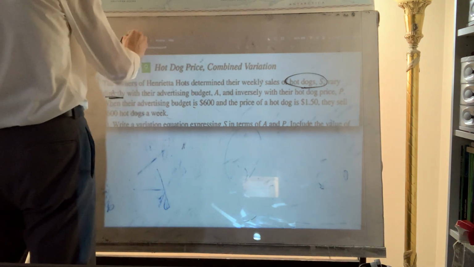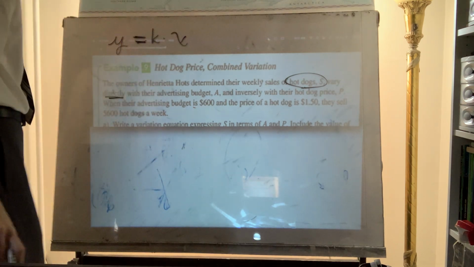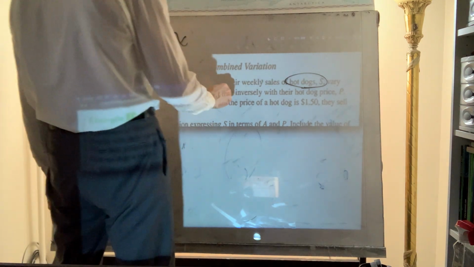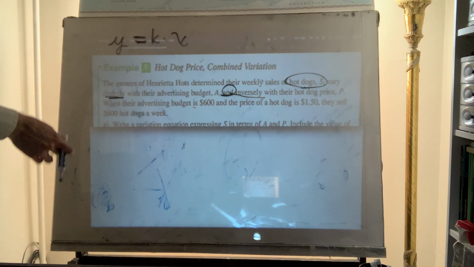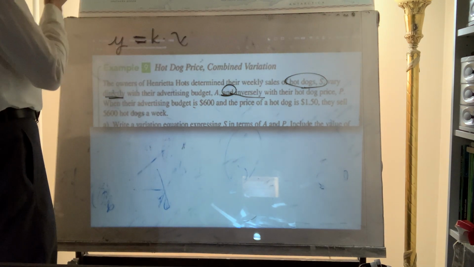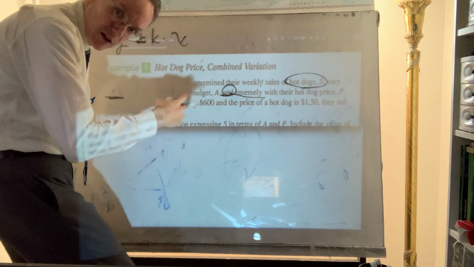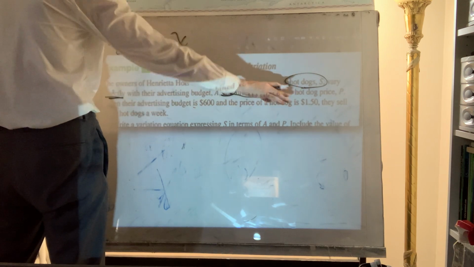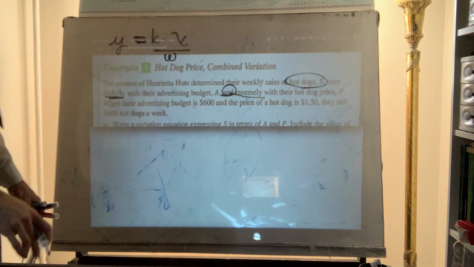So I'm going to just automatically start with that because of the phrase very directly. Right? With their advertising budget A, and then it goes on to say, and inversely, right, with their hot dog price P, right? Which means that although it's not as bad in theory as the last problem, it's still a combo problem. So inversely means that there's going to be another letter here.